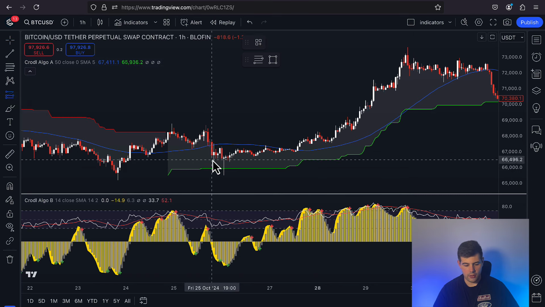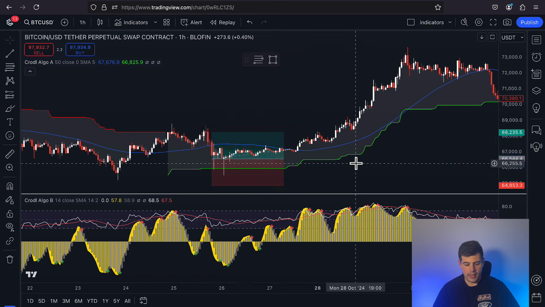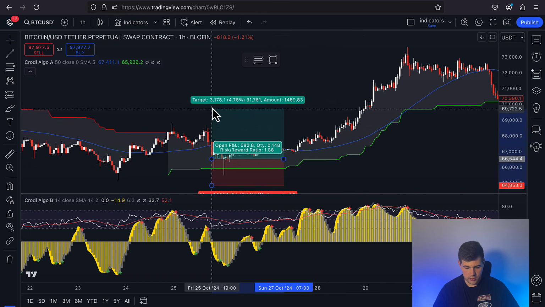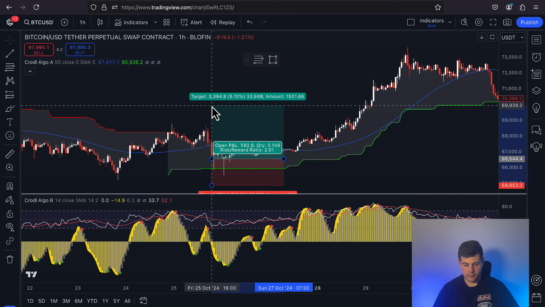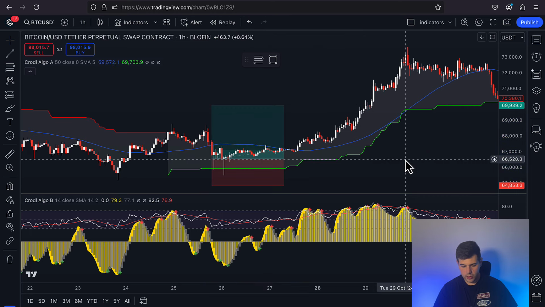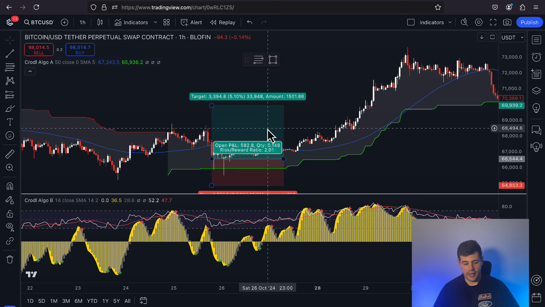If we enter somewhere right here, we can add our 2-to-1 risk reward. So all we have to do is basically pull it up. Yeah. So we can see here it's currently around 2-to-1 risk reward. And again, this trade did play out.